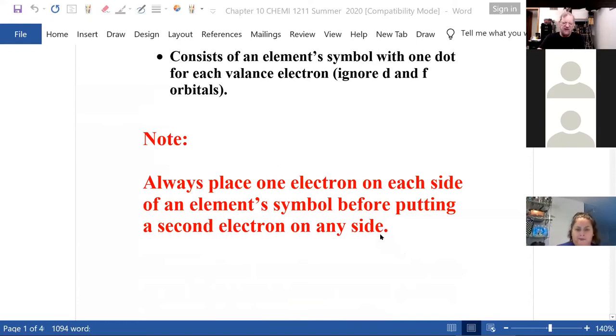When you do a valence electron, you always place one electron on one side of the element symbol before putting a second electron on any side. So each side needs to get one electron, which we show as a dot, before you double up. I'll say it again, because it's a common mistake on test two. You should always put one on each side before you double up. So let's look at an example.